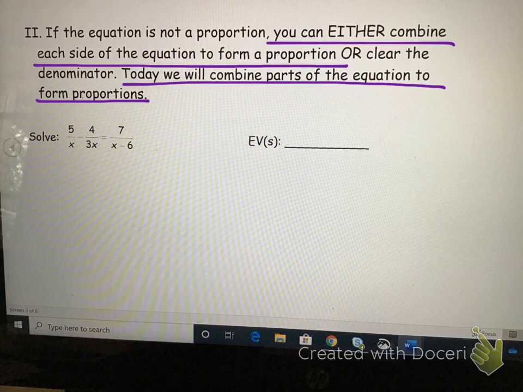So if I look at this first example that we're going to solve, if I want this to be a proportion, the right side is already a single fraction. The left side is 2 separate fractions, but the 2 denominators are very closely related to each other. So what I see is that if I multiplied this first fraction by 3 over 3, these 2 fractions on the left side would have a common denominator. And so the first fraction would become 15 over 3x. The second fraction already had that denominator of 3x.